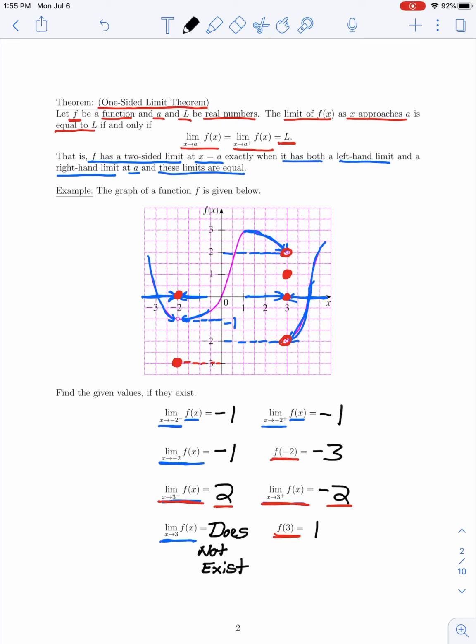So a function which is defined at a certain x value, say x equals 3, may not have a limit at that same x value if we have different left and right-hand limits.